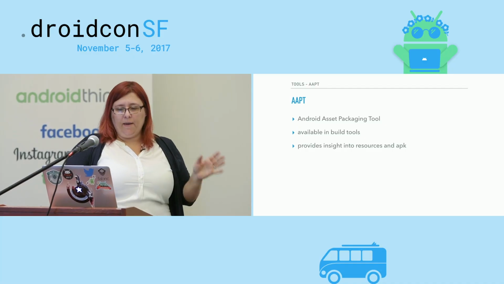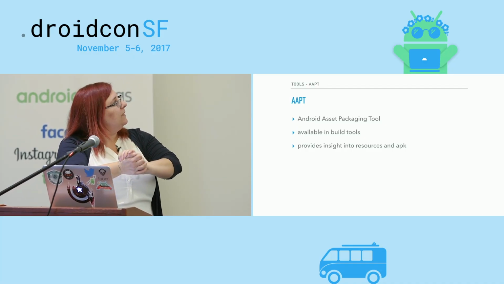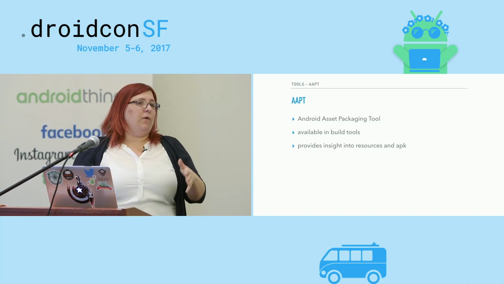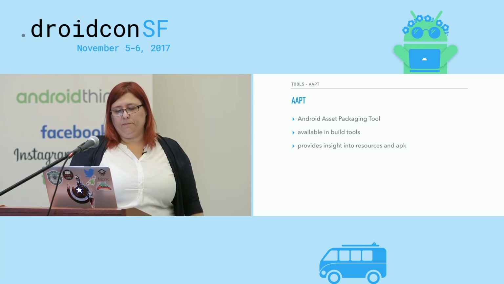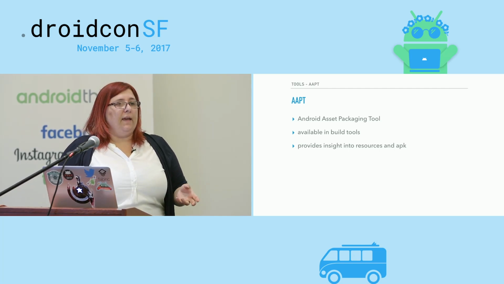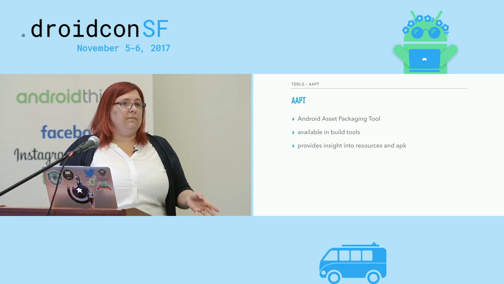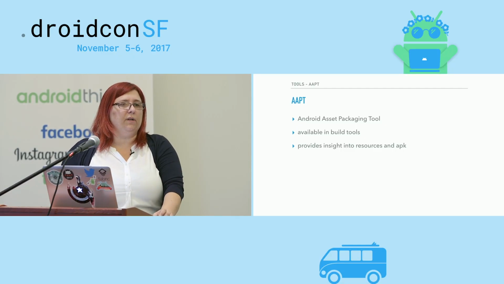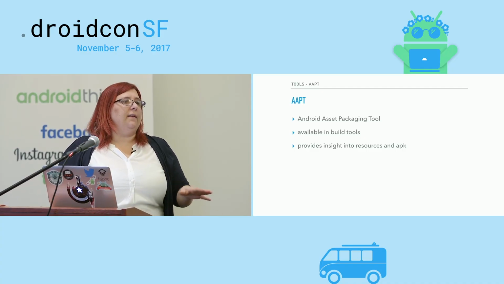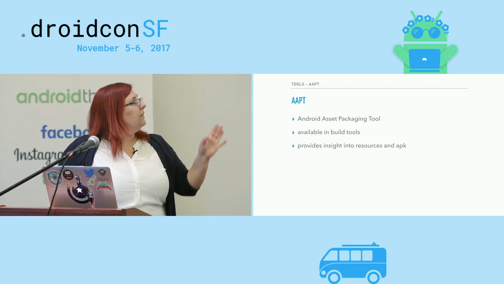So aapt, the packaging tool, can provide some info about your application. Not much, there are better tools, but we'll get to that later. It's a part of the SDK, so you have it on your Mac. I presume, of course, that you're using a Mac, but whatever other computer you might be using, it's in the SDK. So you need not install or get anything. You have everything set up.